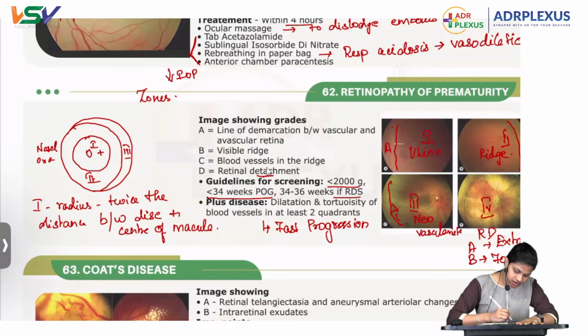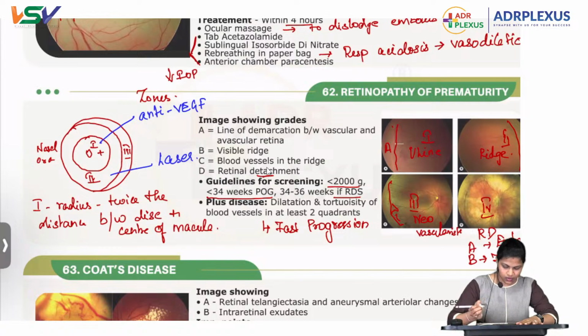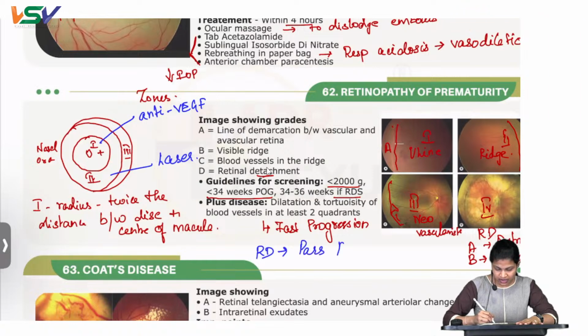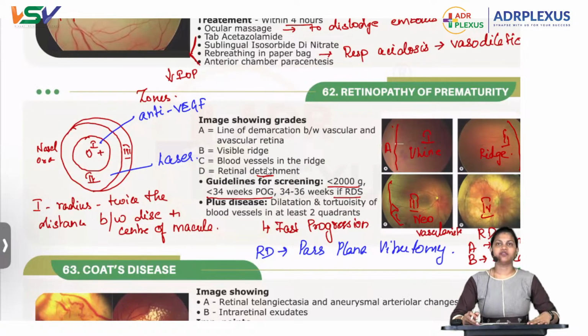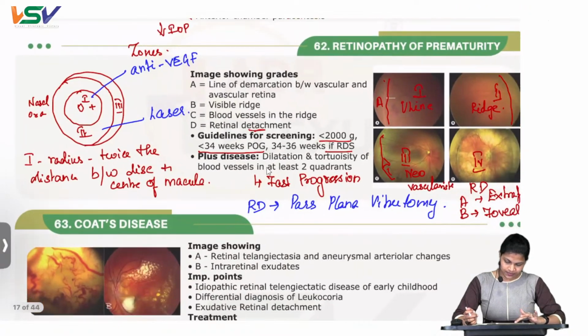So, always here, whenever there is a disturbance, you give anti-VEGF. You do not laser. And rest of the things, to zone 2, zone 3, you can laser. Okay, and whenever there is an RD, retinal detachment, you have to do a pars plana vitrectomy surgery. Okay, pars plana vitrectomy surgery. This is about retinopathy of prematurity.